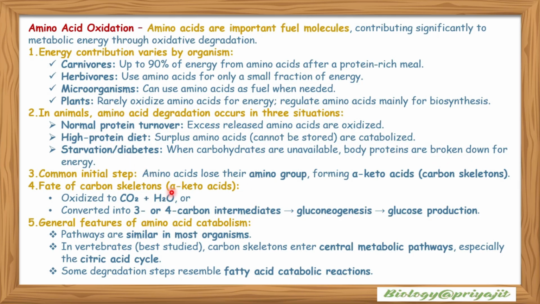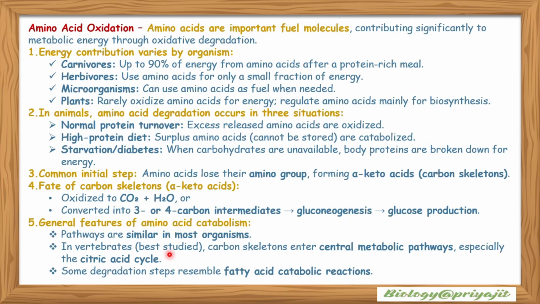Common initial step: amino acids lose their amino group, forming alpha keto acids, or carbon skeletons. Fate of carbon skeletons, that is alpha keto acids: they are oxidized to carbon dioxide and H2O, or they can be converted into 3 or 4 carbon intermediates, which are needed for gluconeogenesis and glucose production.